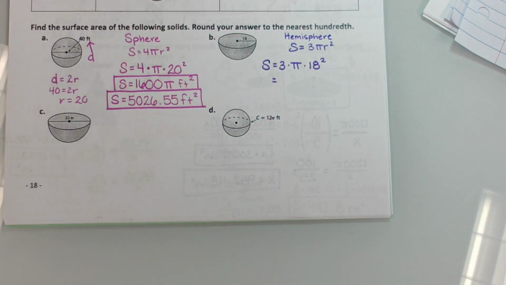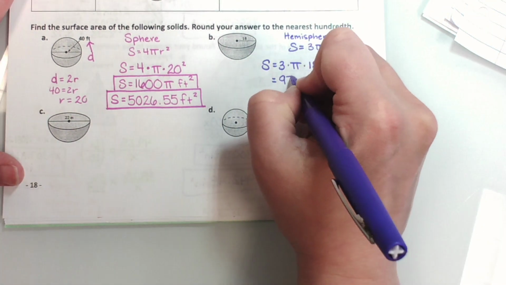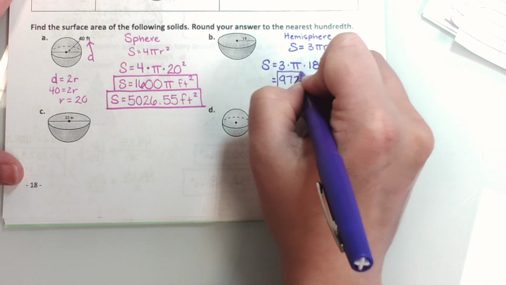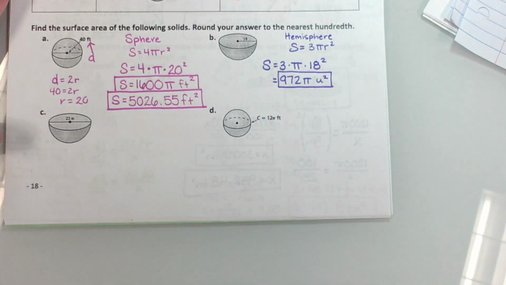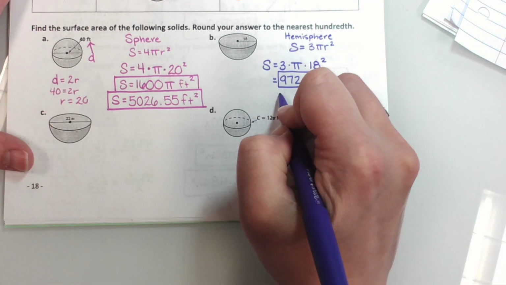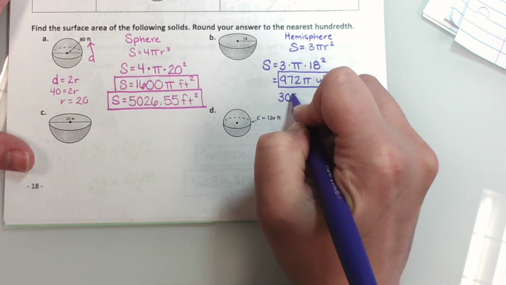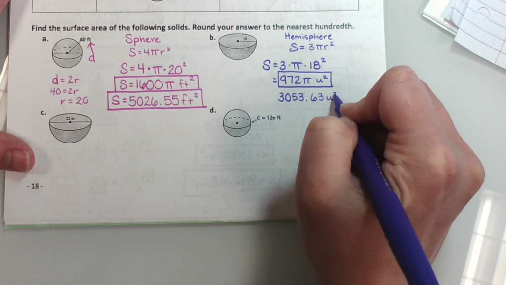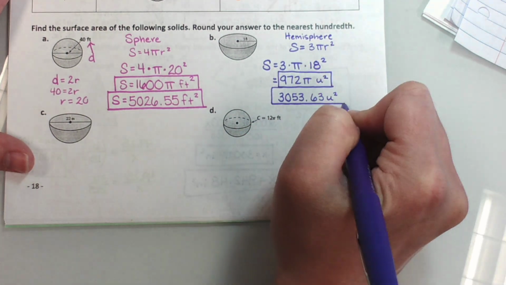I don't know it as an exact or a decimal answer. 972 pi units squared. According to AJ, this is what it is. I'm right. I got that too. Sweet. What if we wanted a decimal answer? 3,053.63 units squared? Yeah. Sweet. I'm hearing people say yes.